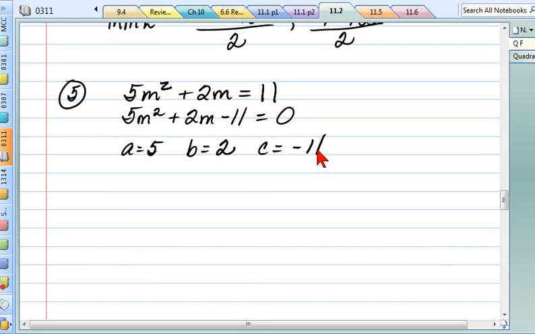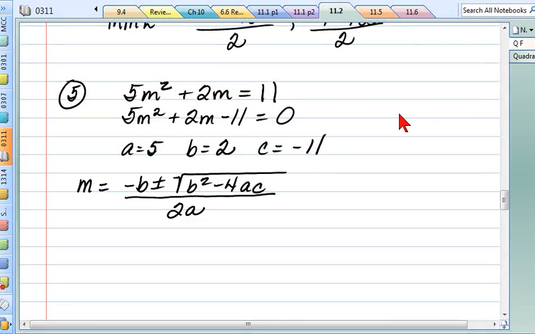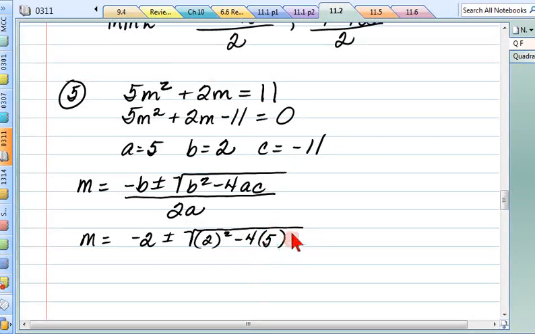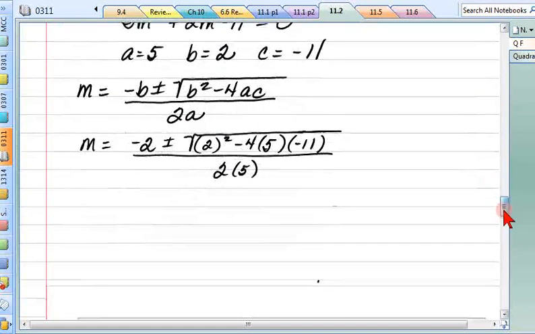Okay, why don't I be real quiet and let you solve this one. We will talk about it because I think we'll have to simplify the radical, but we're going to pause for a minute. I have gone ahead and put in the quadratic formula. So m is equal to, it should be negative 2 plus or minus the square root of 2 squared minus 4 times 5 times negative 11 all over 2 times 5. So just substituting in the numbers.